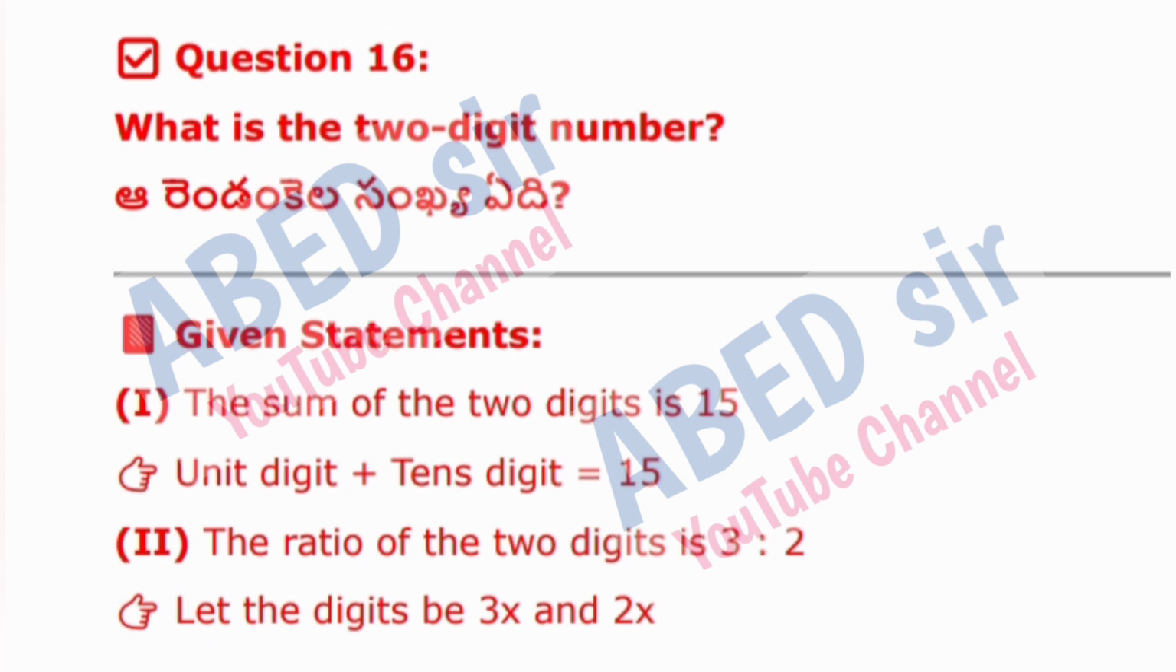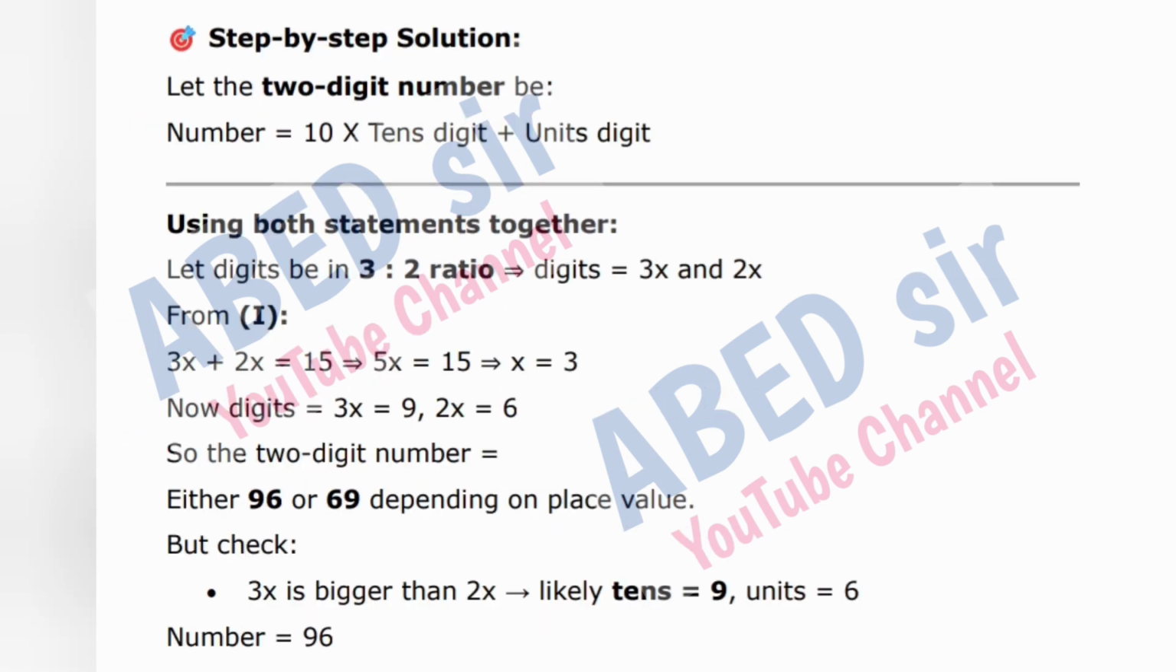Unit digit plus tens digit is equal to 15. 2. The ratio of the two digits is 3:2. Let the digits be 3x and 2x. Step-by-step solution. Let the two-digit number be: number = 10 × tens digit + units digit.